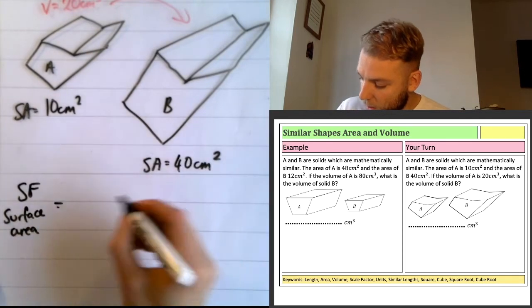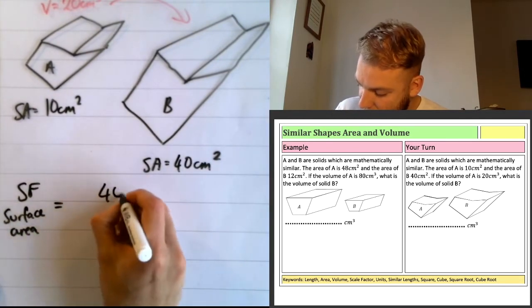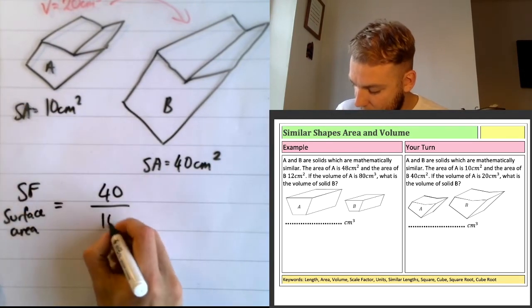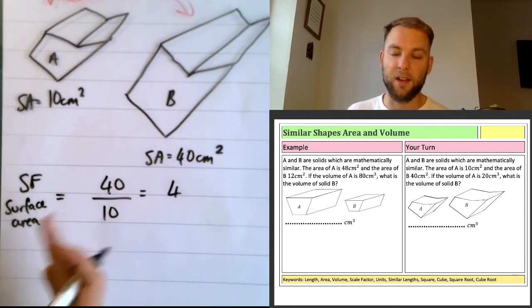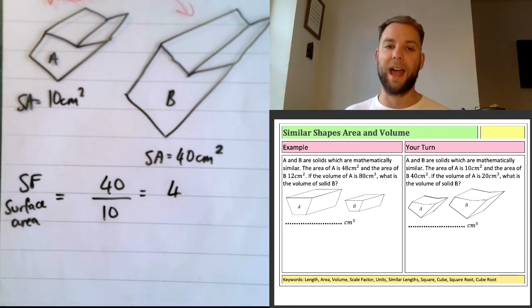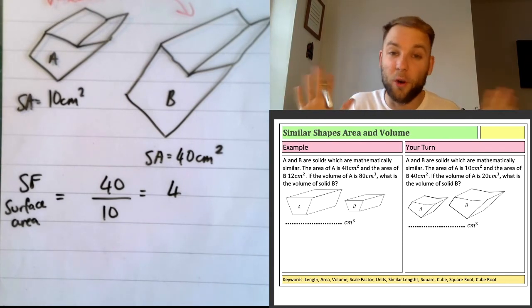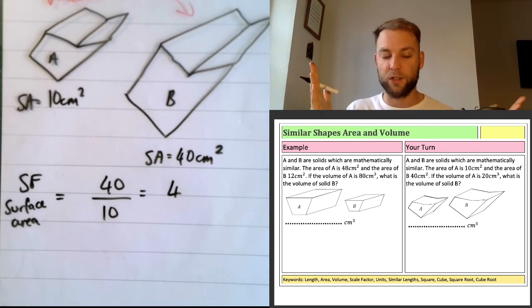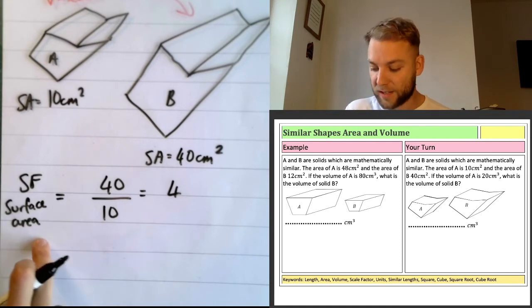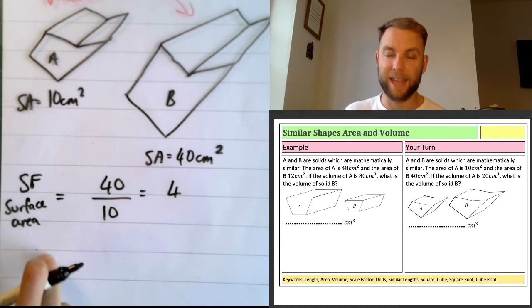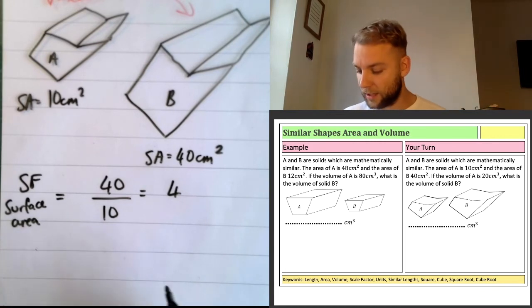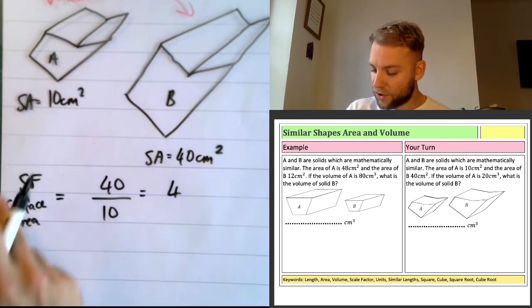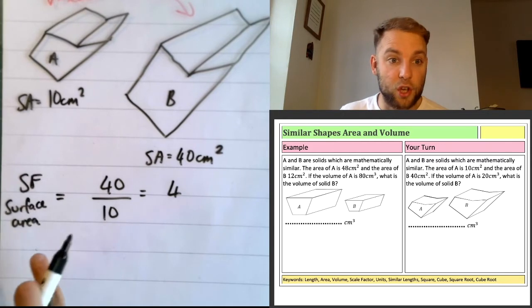which is my larger surface area, 40, divided by my smaller surface area, 10, which gives me 4. Now, if it's area, they're usually square numbers. Not always, but usually. If it's volume and you're working out the scale factor for the volume, it's usually cube numbers. That's usually a little hint. So I've just worked out the scale factor for the surface area.